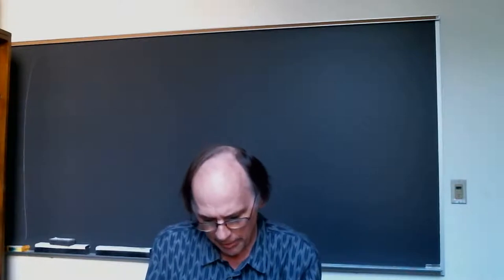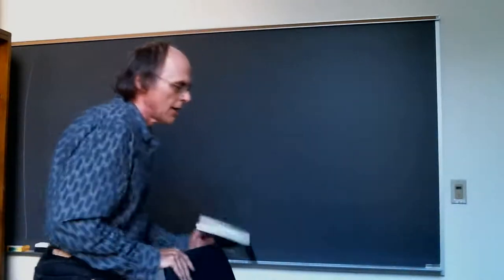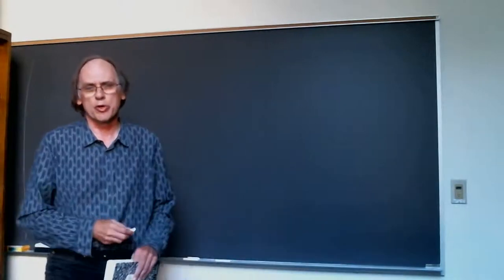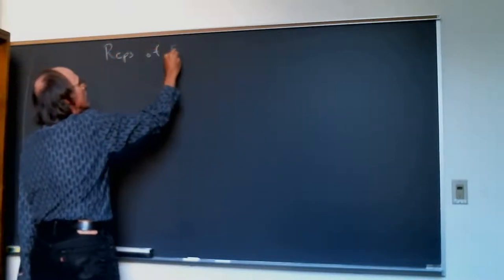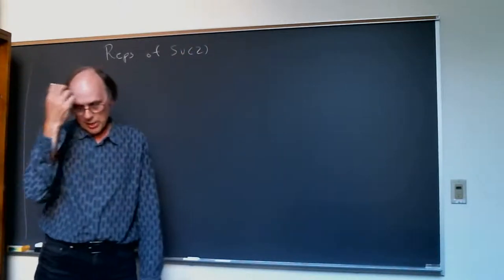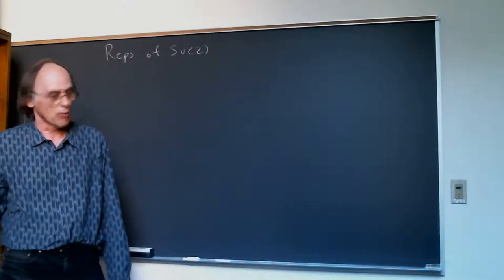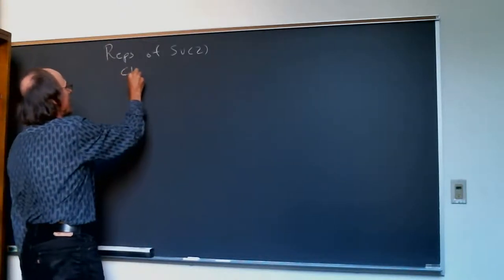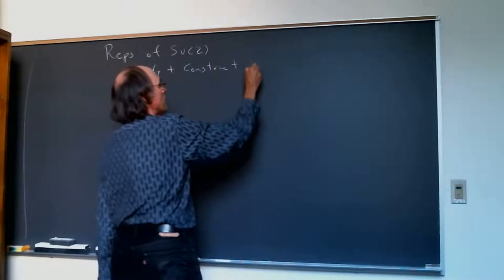Okay, so let me start with a little bit of review from where I was last time. So the problem was we're trying to get at what are all the representations of SU2. We know that a general representation is going to be a direct sum of these irreducible representations, so we just need to construct the irreducible ones. So the problem is really to classify and construct the irreducible representations.